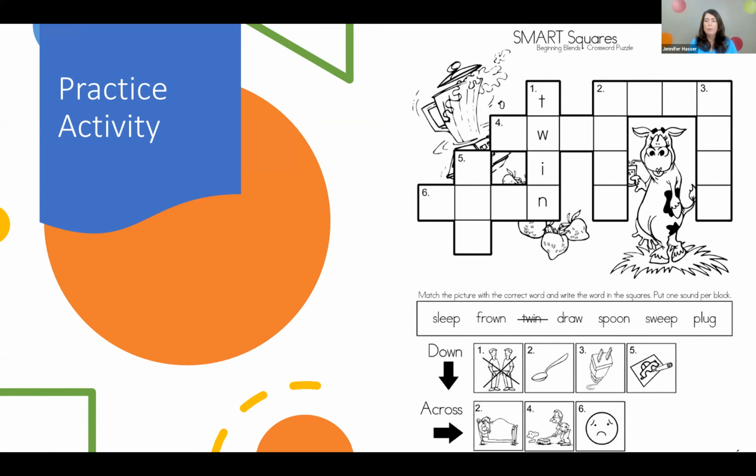So I have a whole book of smart squares where they would look for the word, like in this case, it's twin. And then they have to go one down and put one sound per box, right? So if we were doing the word spoon, they would have to go two down. The S would be in the first box. The P would be in the second, OO in the third, and N in the last box.